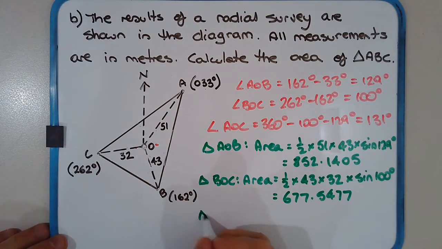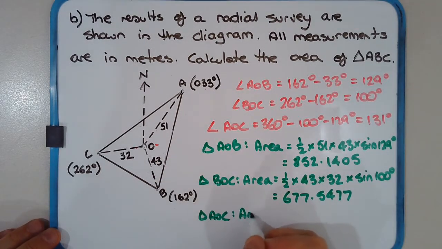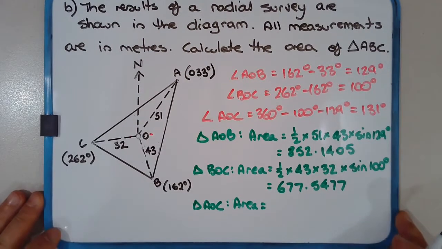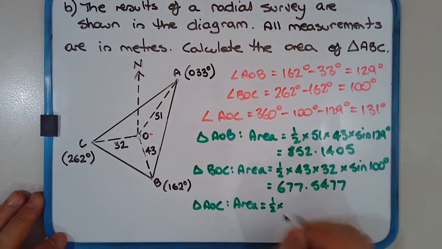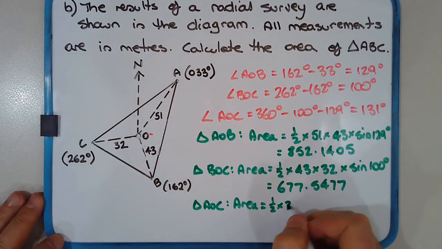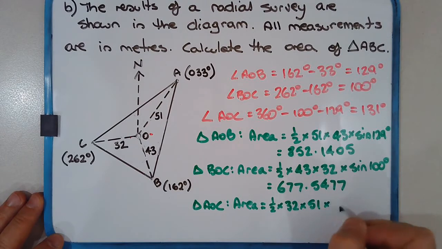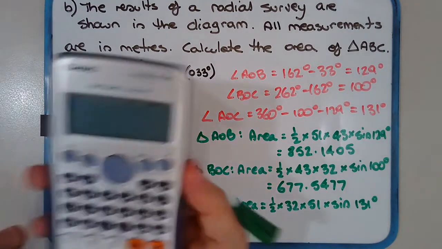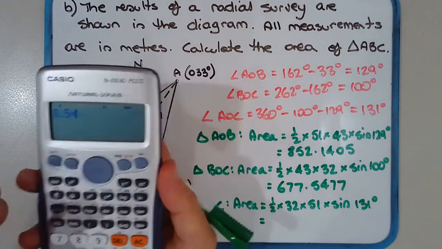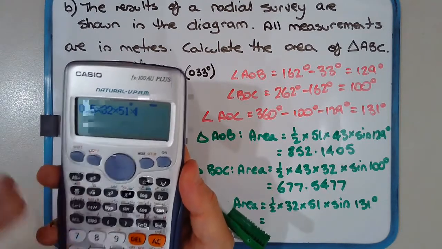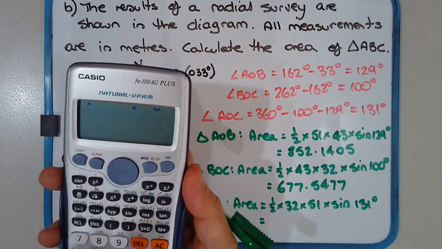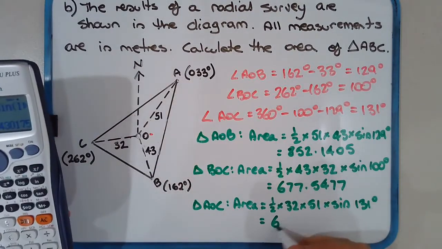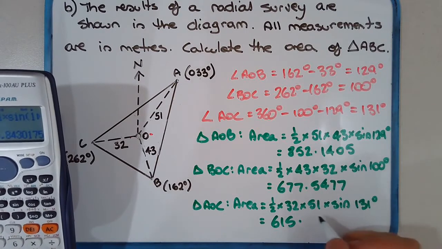And the last triangle is AOC. Right. Area is equal to half times 32 times 51 times sine of 131 degrees. Okay, so half times 32 times 51 times sine of 131, and we get 615.8430.